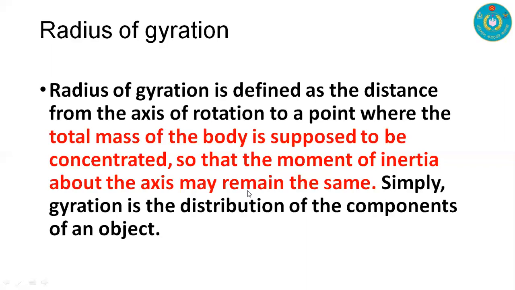The important condition here is that the moment of inertia will remain the same, and the total mass of the body is supposed to be concentrated in a point. For radius of gyration, the distance from the axis of rotation to the point where the total mass of the body is supposed to be concentrated, and the moment of inertia will not change for this body.